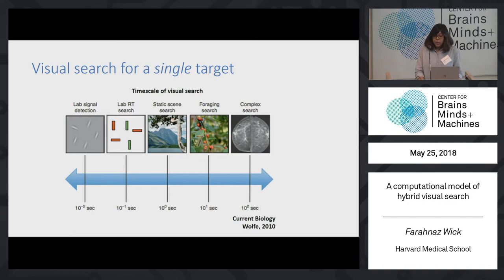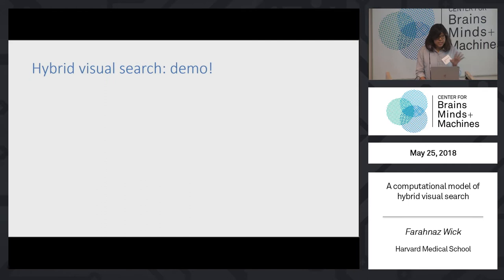But what if we have more than one item? What if we are searching for more than one item, such as if you're in a grocery store and you have a list of items in your mind? That's what we're calling hybrid search, and I'll illustrate this using a demo.